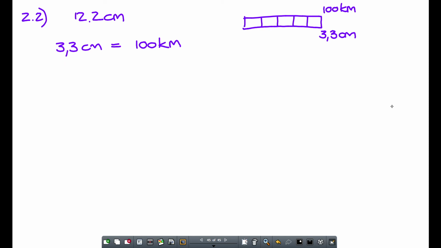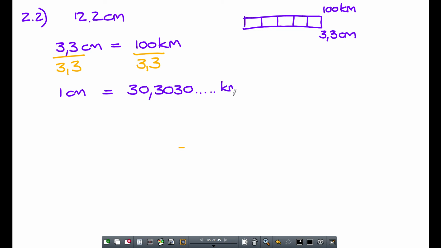So to get that, I'm going to say take this part and divide it by 3,3. Maar as ek dit aan die linkerkant doen, I also have to do it on the right hand side. Which means that it will then give me that 1 centimeter, want 3,3 gedeeld deur 3,3 is mos 1, will be the same as 30,3030. And then that keeps on going. 303030, on and on and on. Kilometer.